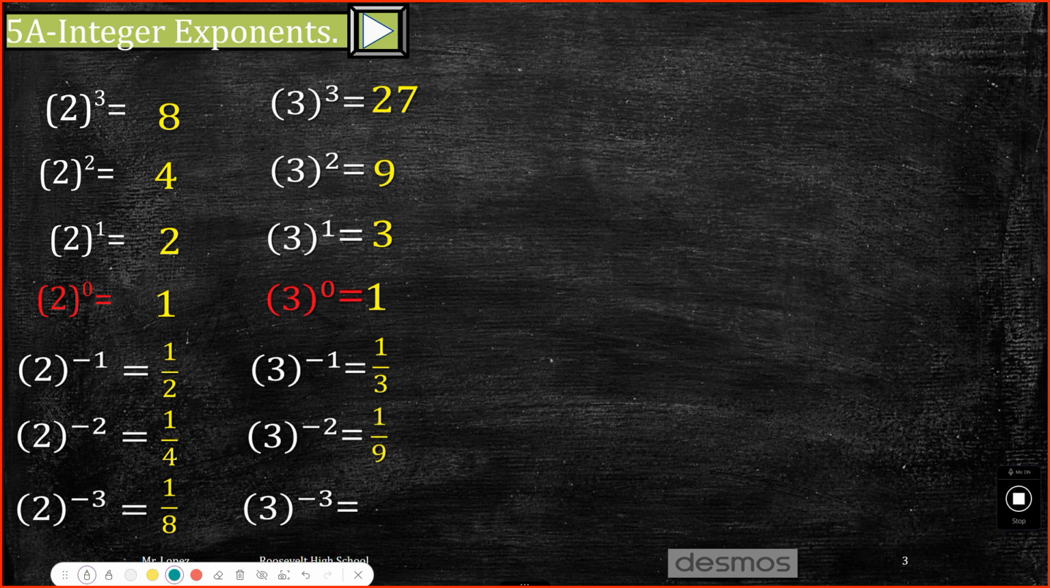Yeah, continue on. Adam, what's 3 to the negative 3? 1/27. Basically, look, I don't know what to tell you guys. Pattern recognition. Yes or no?